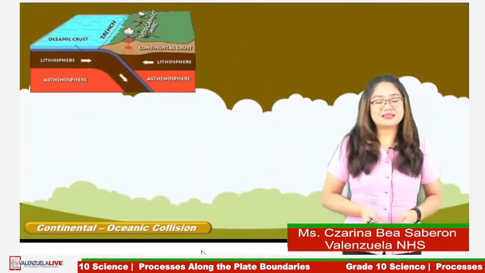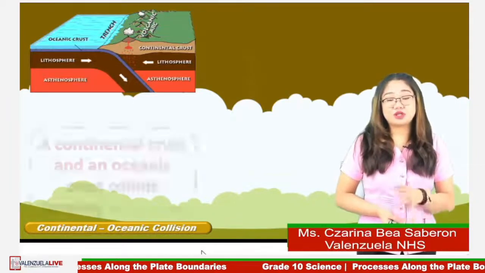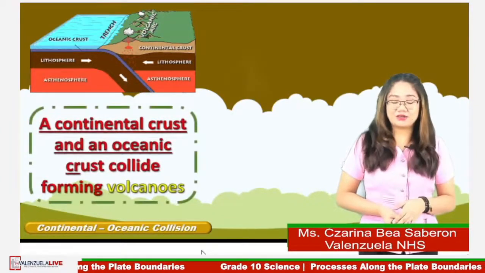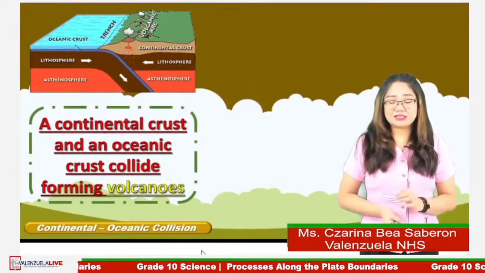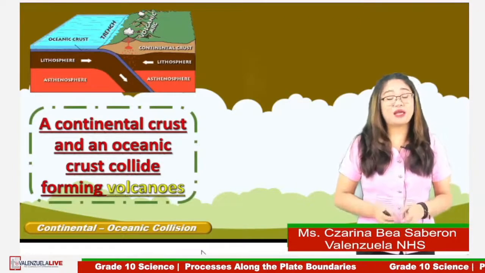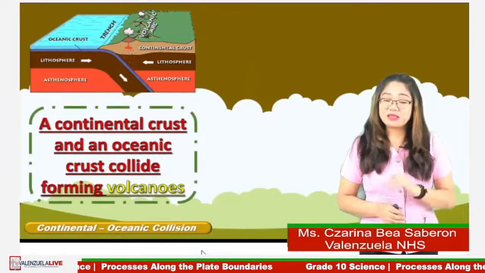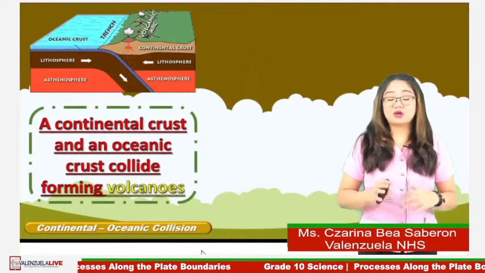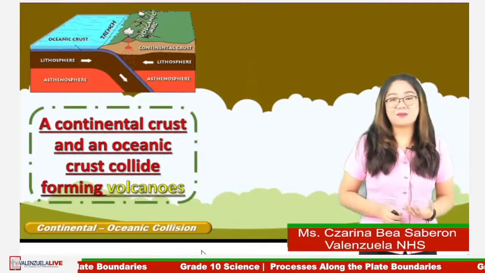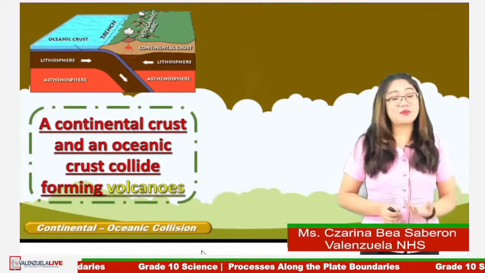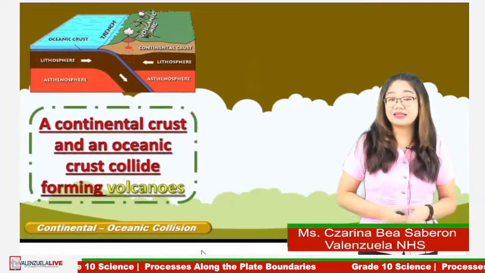Now, the next type of convergence is the continental-oceanic convergence, by which continental crust and oceanic crust collide and form volcanoes. This is where the subduction process happens, wherein the denser and cooler oceanic crust goes beneath the buoyant continental crust and goes directly into the mantle, where melting happens, and as the magma goes up, of course, it would erupt and form volcanoes at the surface of the continent.